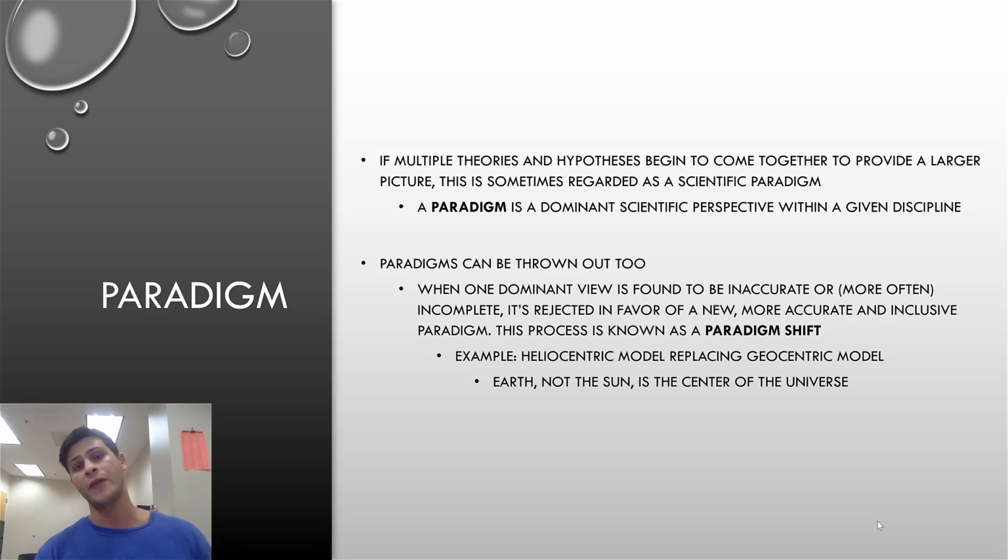In reality, what they were finding in multiple hypotheses and experiments and theories was that the earth revolved around the sun, and the earth was actually spinning on its axis, which accounted for the sun apparently going around the earth. So one dominant worldview, the geocentric model, was thrown out in favor of the heliocentric model, meaning that the earth revolves around the sun. This is a perfect example of a paradigm shift, and it happens all the time in science.